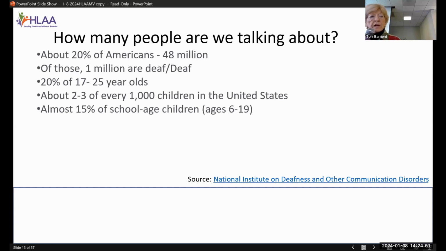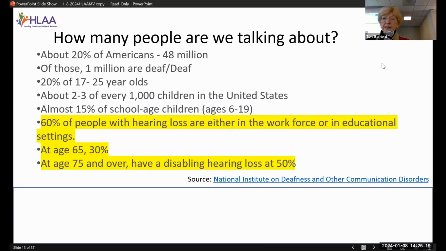So 20% of teenagers or young adults 17 to 25 have a hearing loss. And I'm sure that's growing with a lot of music. 2 to 3 out of every 1,000 children have a hearing loss. And school-age kids, 15%. 60% of people with hearing loss are either in the workforce or in an educational setting.